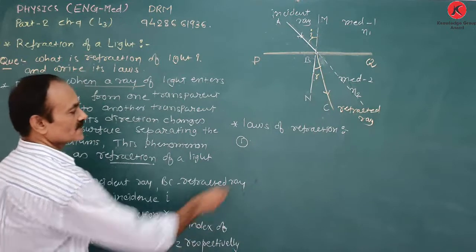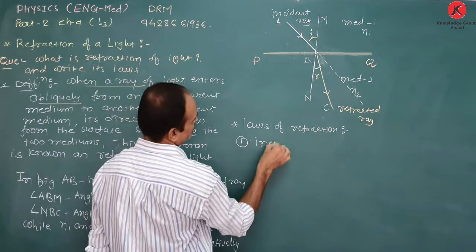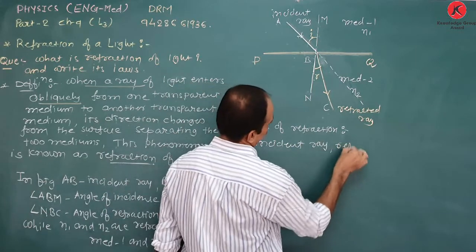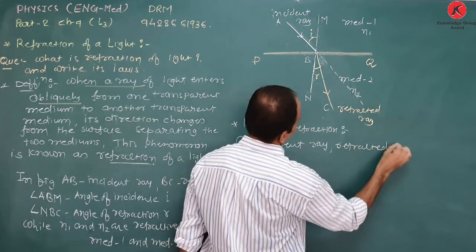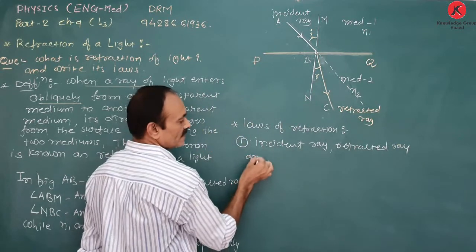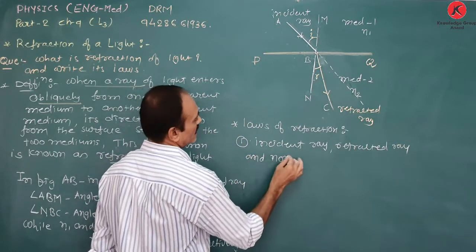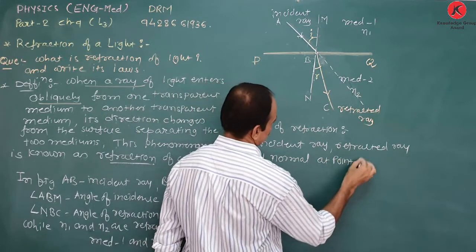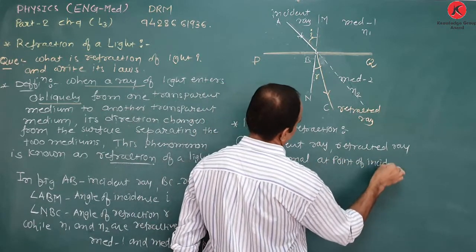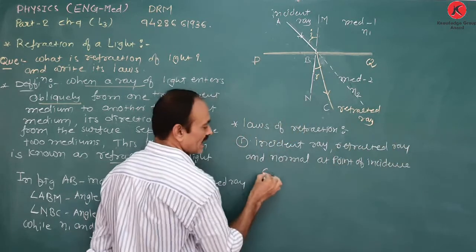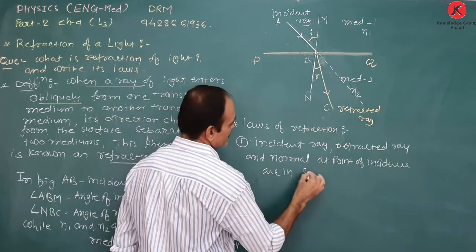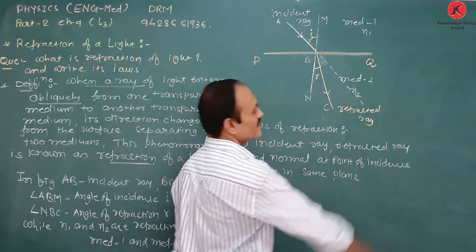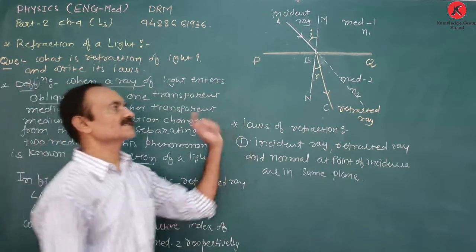So that is our first law: the incident ray, refracted ray, and normal at the point of incidence are in the same plane.